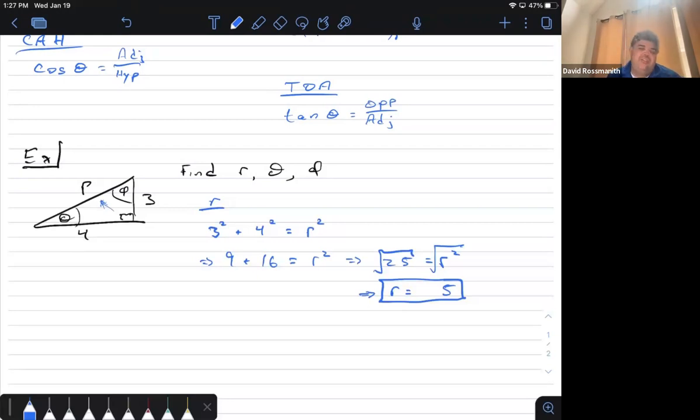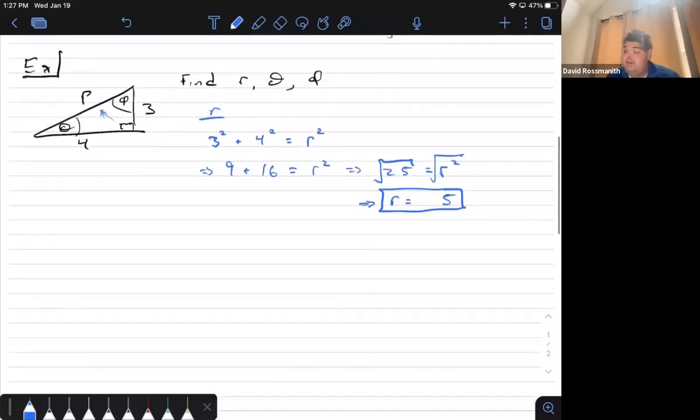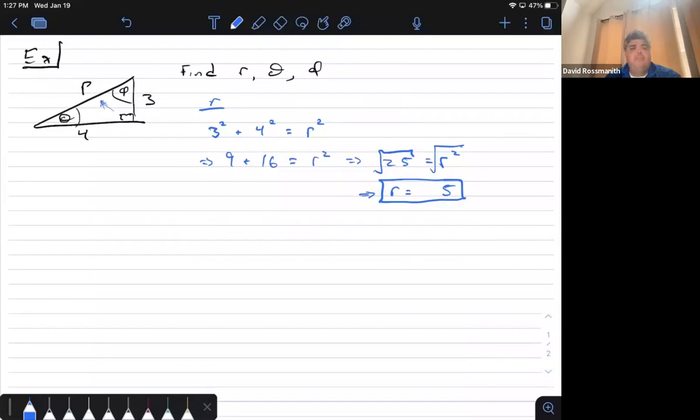Now that's just a little fancy technique. If you don't know the fancy triangles, don't worry about them. Pythagorean theorem gives us the answer. So I now have one of my answers. R is done. What about the angles? How do I do that? Let's pick one. Let's do theta first. All right, theta is what I want.